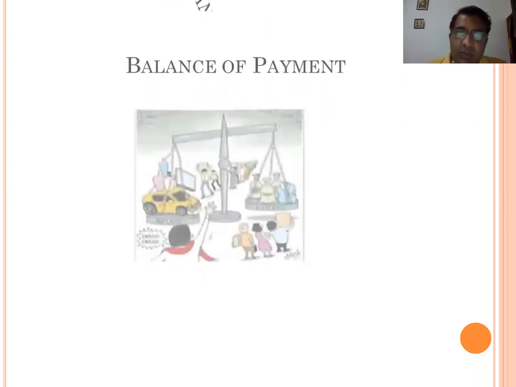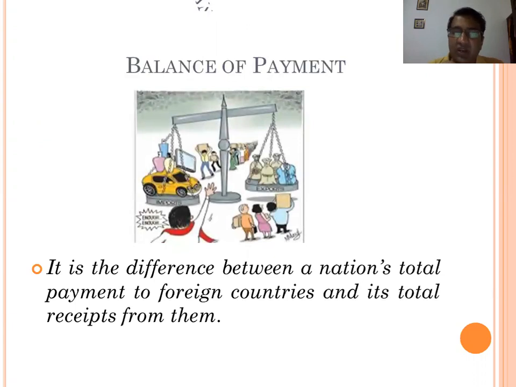So what is balance of payment? Balance of payment is the difference between a nation's total payment to foreign countries and its total receipts from them. The total payment is what we pay to another country when we import goods, and import services from another country. Sometimes there are unilateral transfers. The difference of that and the payments received from the other country, sometimes for export of services, and sometimes unilateral transfers, is called the balance of payment. It means the total payment to the foreign country, and then the total receipts from them.